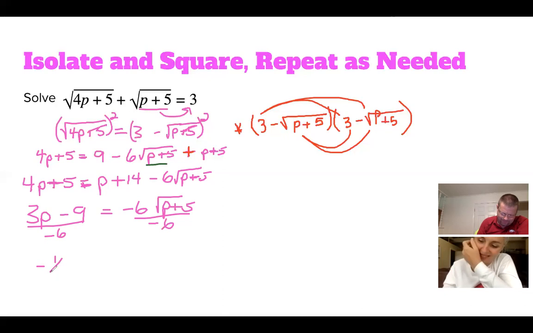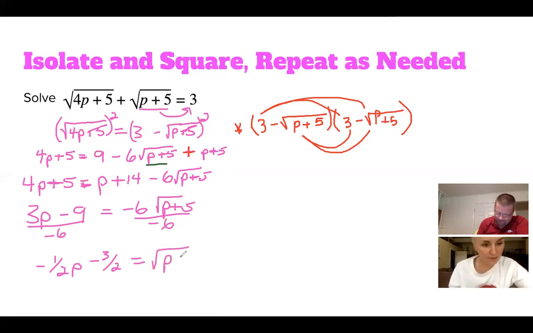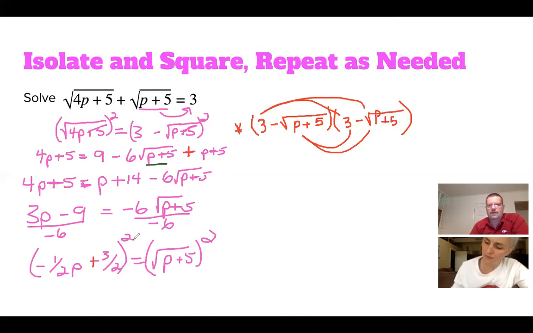Negative 1/2 p minus 3/2 equals the square root of p plus 6. Maybe I could have picked a better example. Can we make this a plus 3 over 2? Nope, we cannot, but we might as well because it's right. And I can square again.